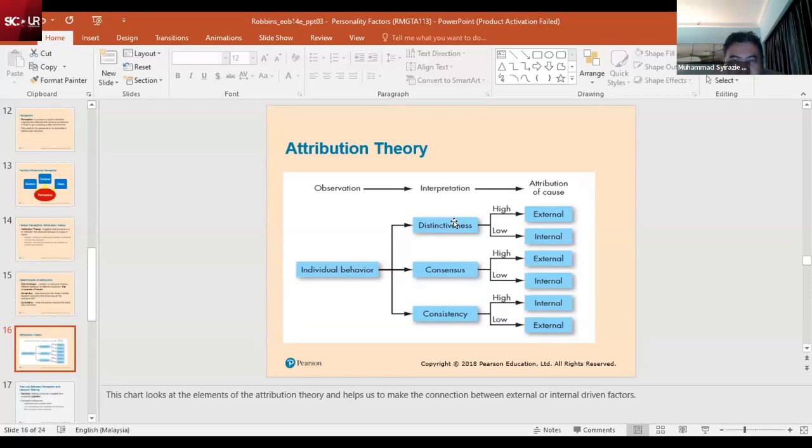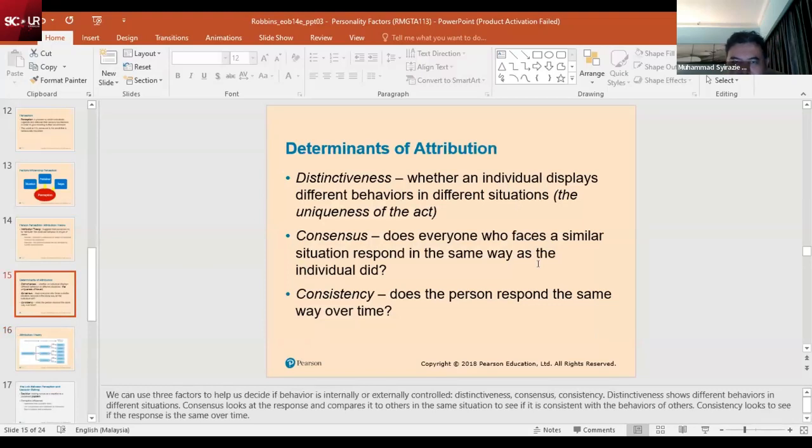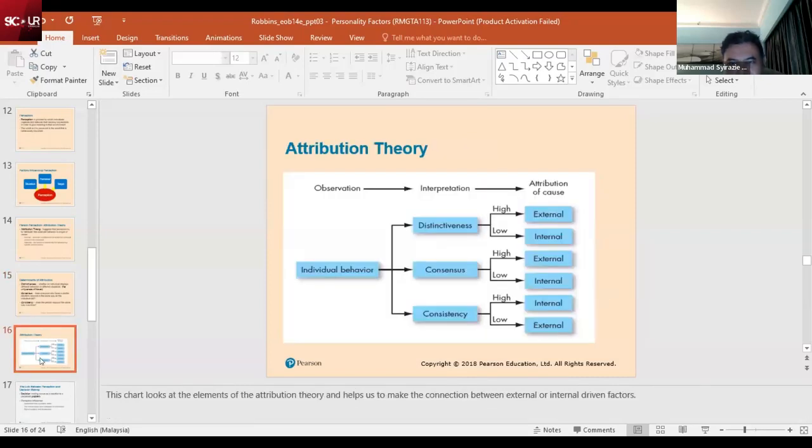And then you look at the second factor, consensus. Again, does everyone who faces a similar situation respond in the same way as the individual did? Other people go to situation number 1, other people also behave the same as that particular individual. Situation number 2, other people also behave the same way. Situation number 3, also the same behavior. So it is high consensus.